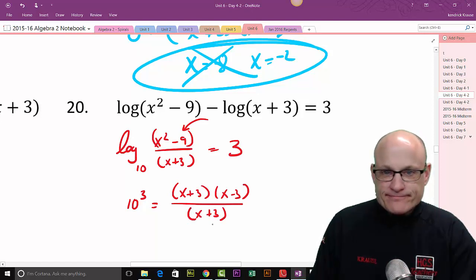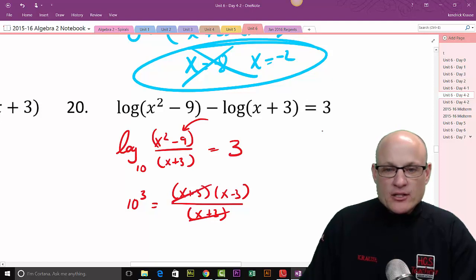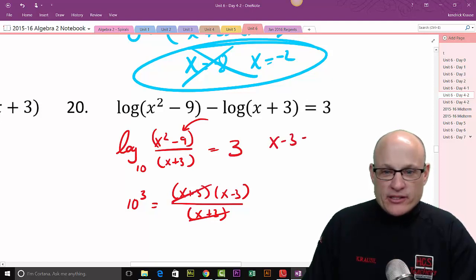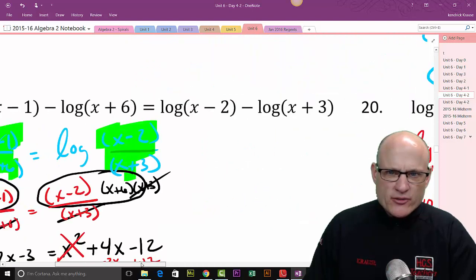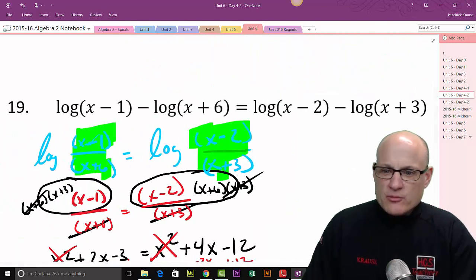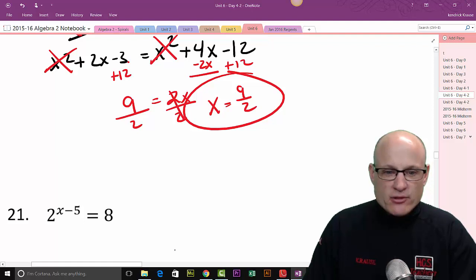x + 3 here. Look what happens to these. So I end up with x - 3 equals a big 1000. So x equals 1003. Ka-ching. Don't believe me? Check it yourself. It works. Moving, guys, moving and grooving.